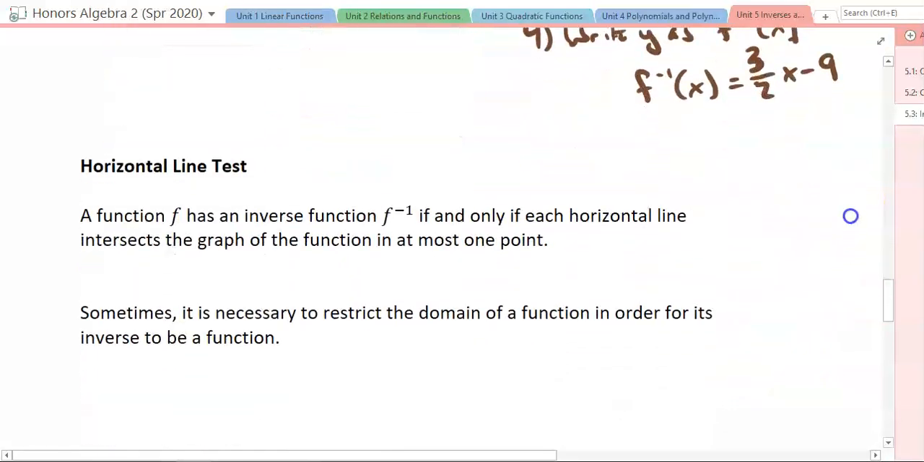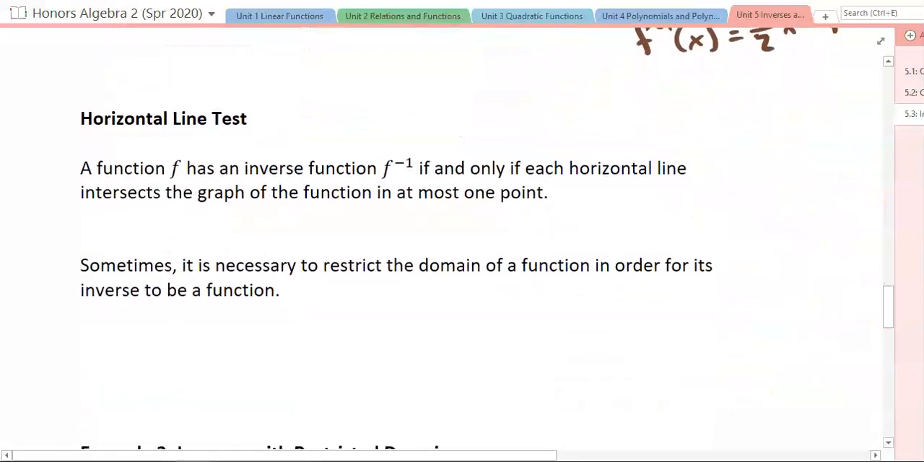All right, so let's talk about a way to know if a function will have an inverse function. Now, all relations have inverse relations, but that doesn't mean it's a function. Remember, a function is where every x has only what? One y, right? So a function has an inverse function f inverse if and only if each horizontal line intersects the graph of the function in at most one point.